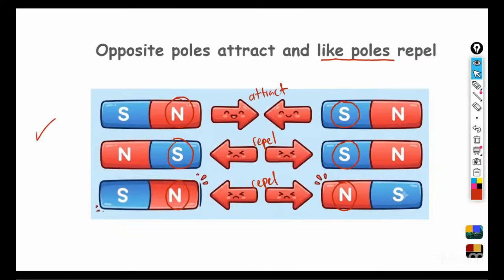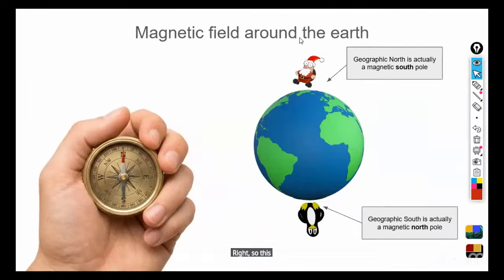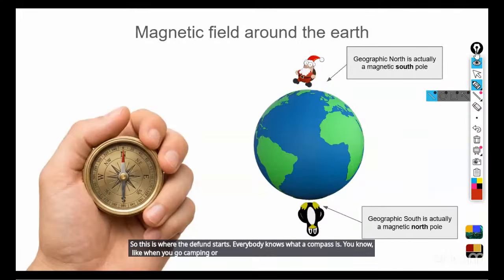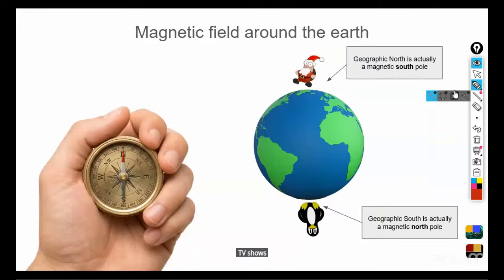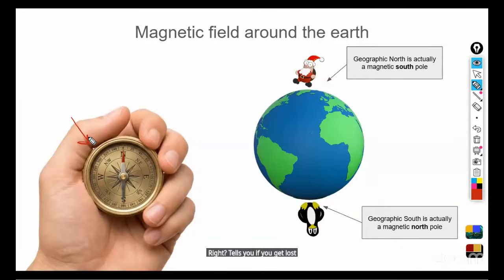All right, let's get to the next slide. Always go back to this at the end of class. So this is where the fun starts. Everybody knows what a compass is. When you go camping or exploring in the woods, or even if you never did, I'm sure you saw many TV shows where people use something called a compass. This guy here is holding a compass. And a compass tells you, if you get lost, which direction is north and which direction is south.